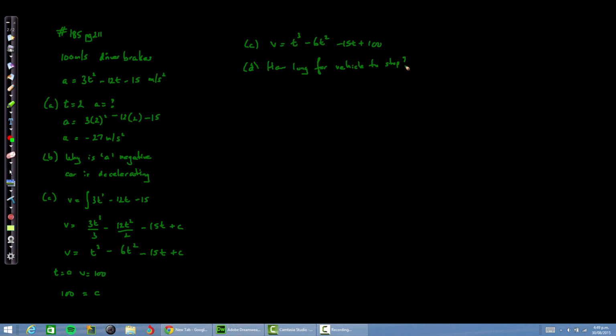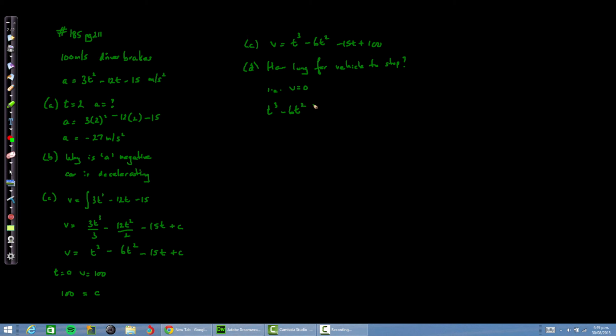And maybe thinking, oh well, that's something to do with distance. No, not really. If you think about that a little bit more, you'd realize that when a vehicle stopped, its velocity would be 0. So what this question is about is really saying, when does this velocity equation equal 0?